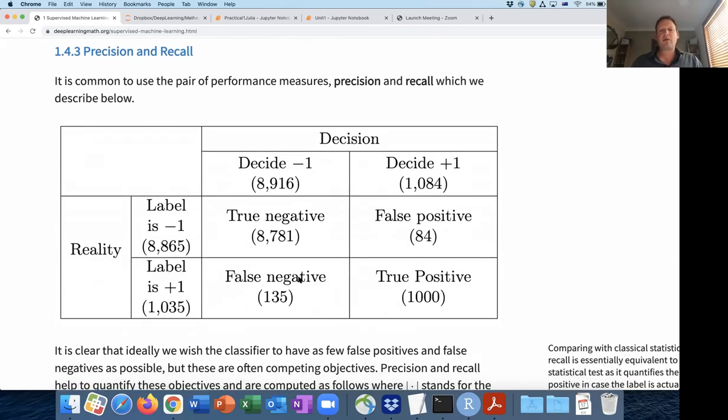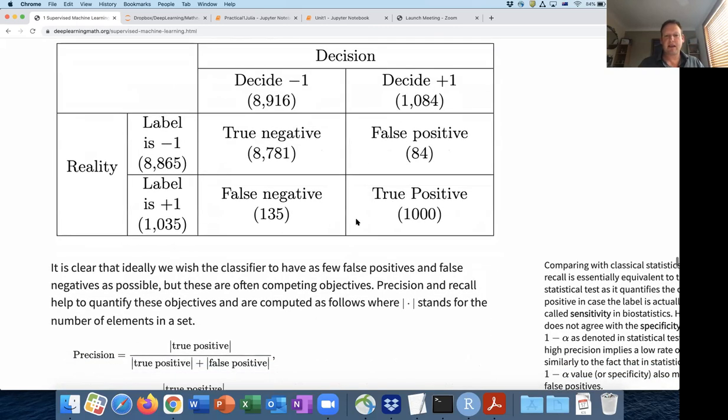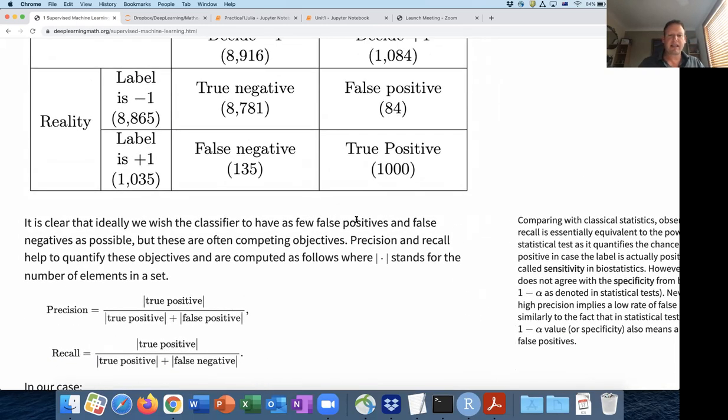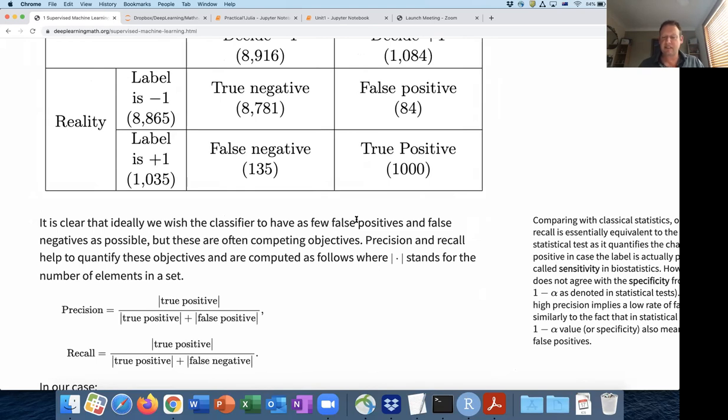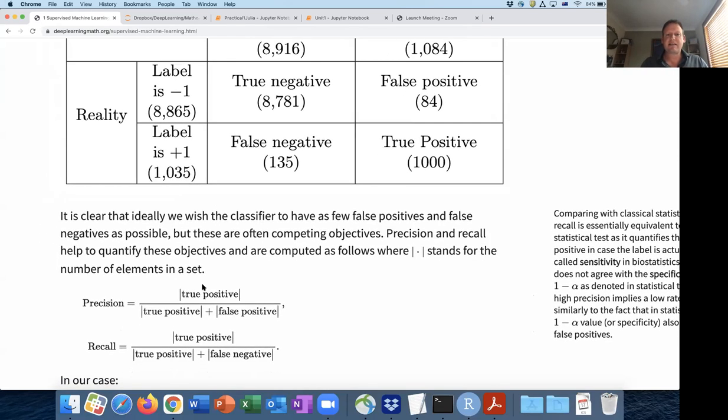So the two common measures that we use here are called precision and recall. And there's a bit of a discussion here comparing that to sensitivity and specificity, and also to one minus type one error and to beta in classical statistics. And the things are not exactly the same. So basically, precision is the proportion of true positives here.